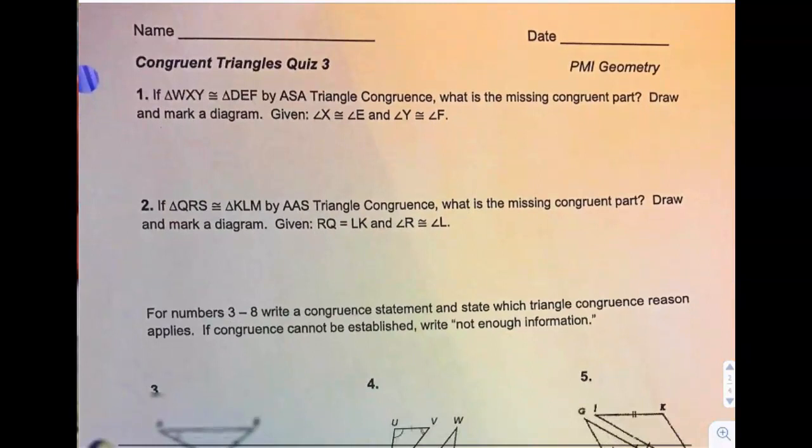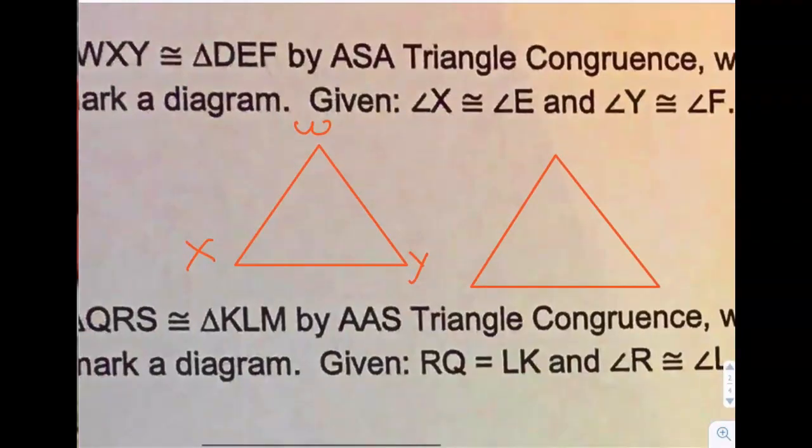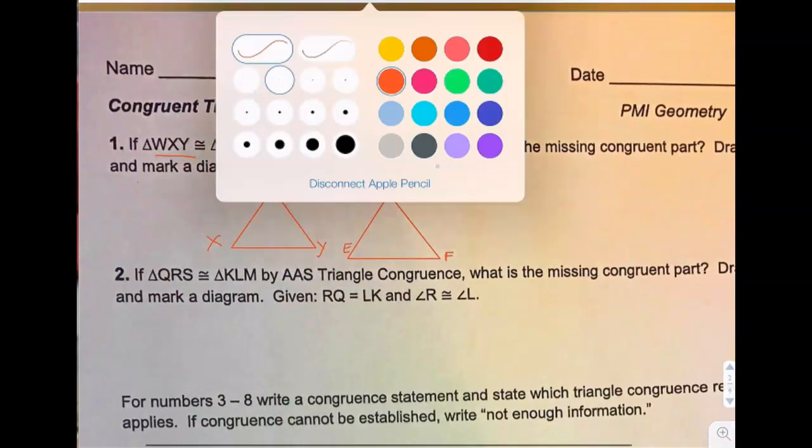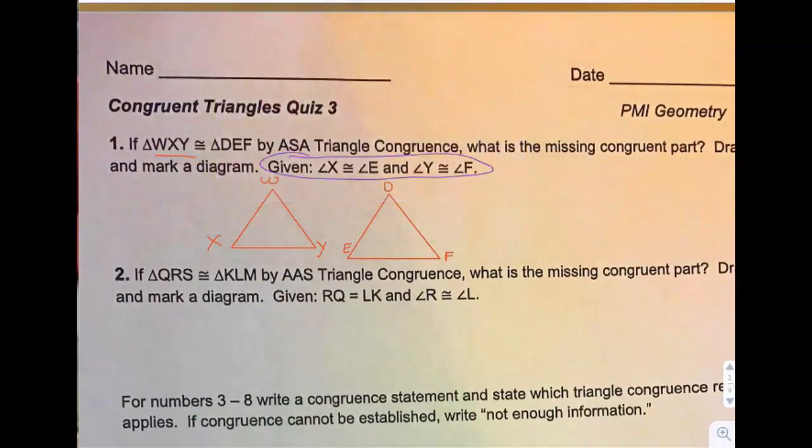All right, on to the next sheet, congruent triangles, quiz number 3. Let's draw and make the diagram. So if WXY is in the same order as DEF, I chose to draw them like that. If they gave me the given, angle X being congruent to E, and angle Y being congruent to F, and they want me to use ASA, I must need to know this side in the middle. So what's the missing part? The missing part for ASA would be XY is congruent to EF. That's the missing side right there. Because then I have angle side angle right there.